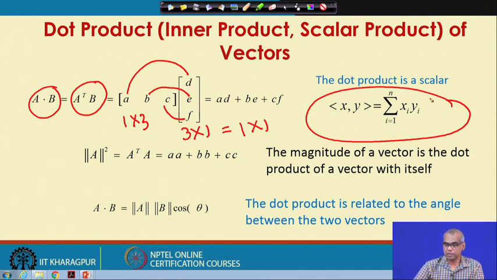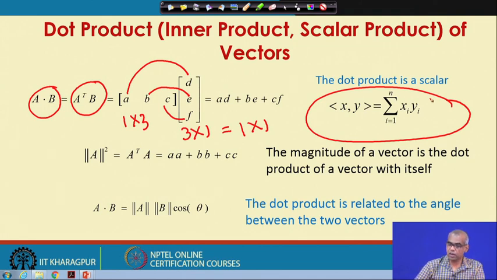The magnitude of a vector is the dot product of a vector with itself. So, A transpose A. If A has elements a, b and c, A transpose A becomes aa plus bb plus cc. This becomes the magnitude of the vector A.